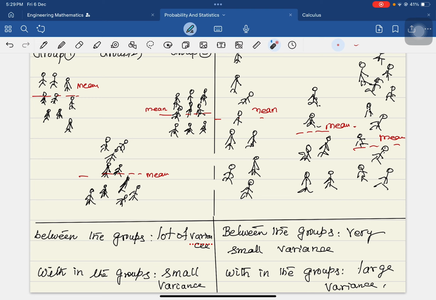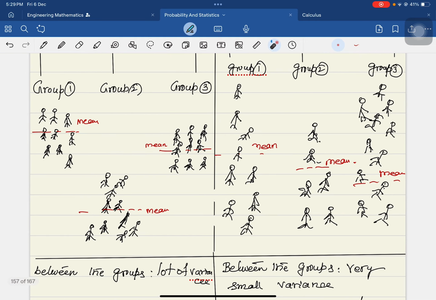Let us now look at this group and this group, whose means have a lot of variance between the means of the groups, correct? Between the groups there is a lot of variance. And within the group, the variance is very less. The variance of the mean is very less.